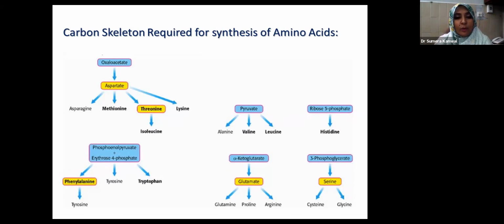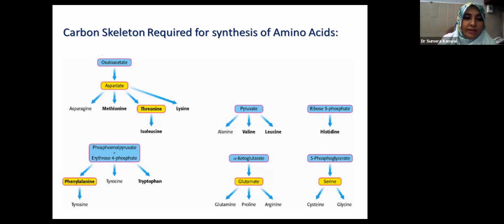Okay, so we have a total of 20 types of amino acids. Out of these 20, we can synthesize 11 amino acids. 9 are the essential amino acids, but these essential amino acids are not synthesized in our body, though they can be synthesized by some other organisms like bacteria and some plants, because the source of the essential amino acids is usually something other than humans.